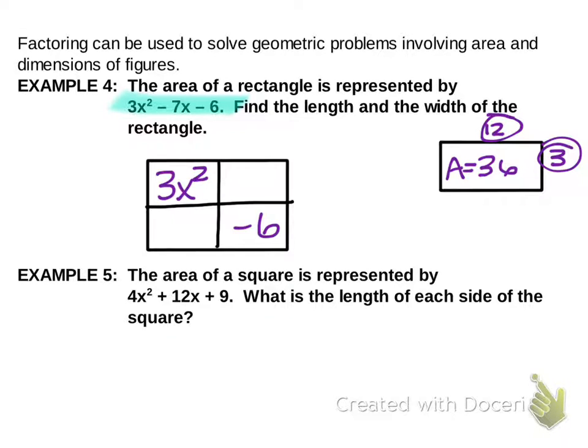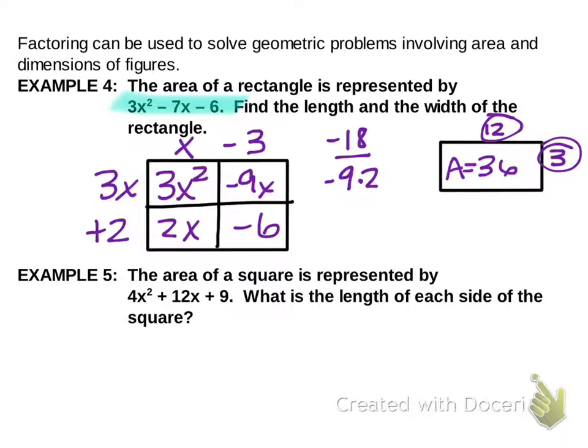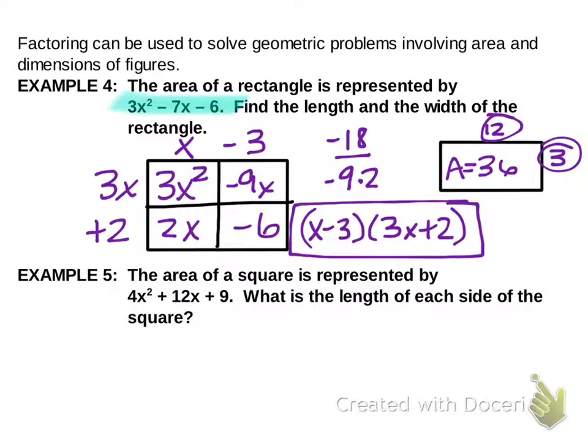So I'm finding factors of negative 18 that get me to negative 7. So I think that's going to be negative 9 times 2, so negative 9x and 2x. Remember, finding greatest common factors of each column and each row. So we get x minus 3 times 3x plus 2. And so that would be the length and the width. So which one's the length, which one's the width? That's irrelevant. So that's what you want to know.